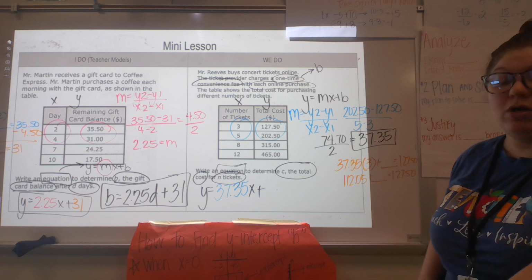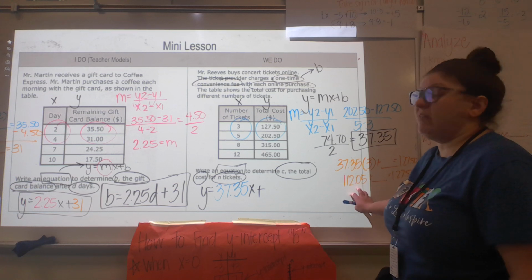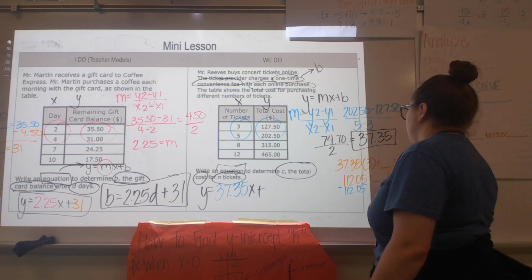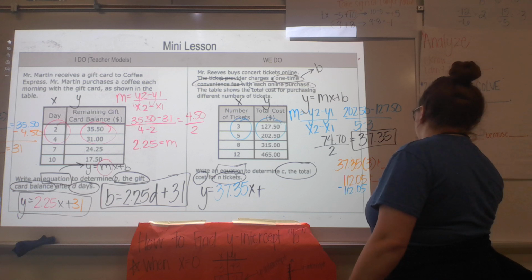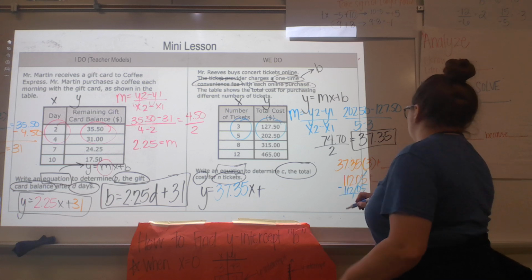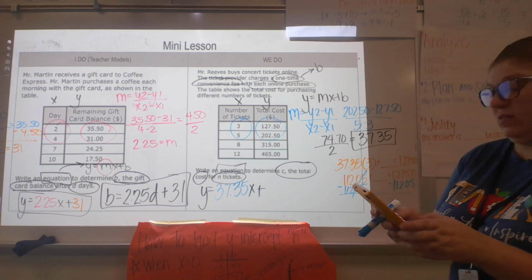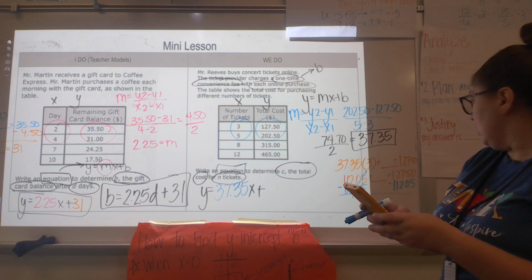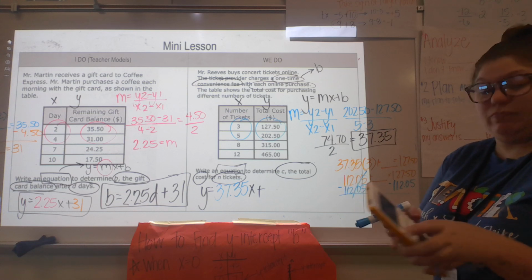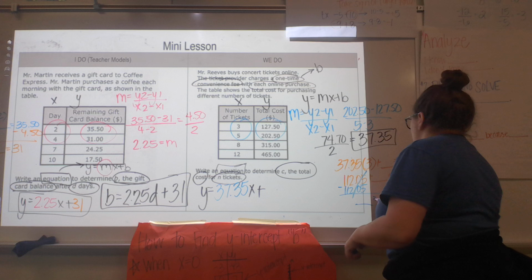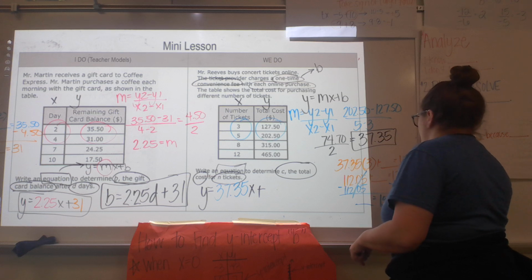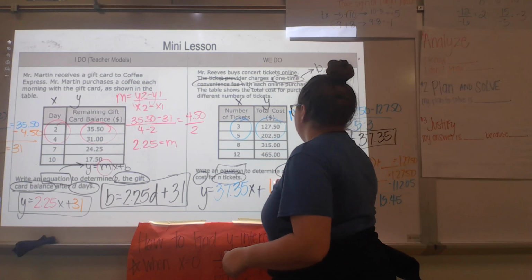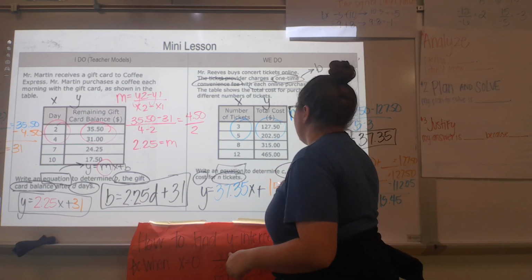Remember, inverse operations. What's the opposite of a positive 112? Negative. So 127.50 minus 112.05 gets me, okay, so my y-intercept is 15.45.